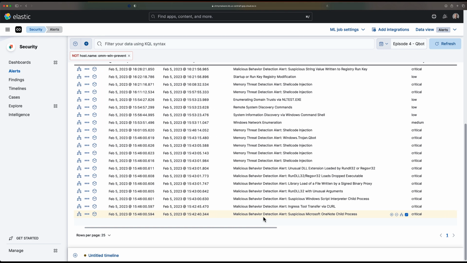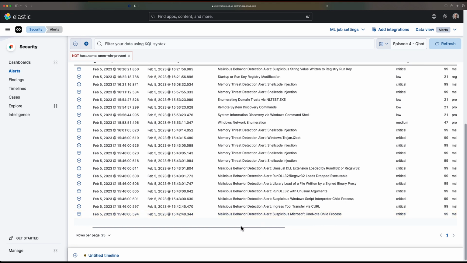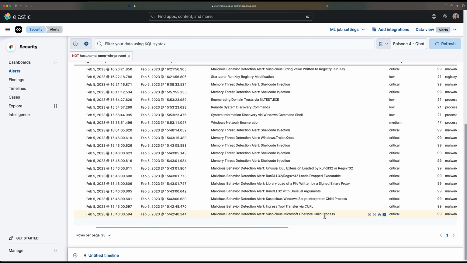The title is very indicative of the behavior we're expected to see, right? So we had that being picked up. Malicious behavior detection alert: suspicious Microsoft OneNote child process. And this ran because we ran OneNote, and then OneNote calls a specific HTA file. So we're going to take a look at that.